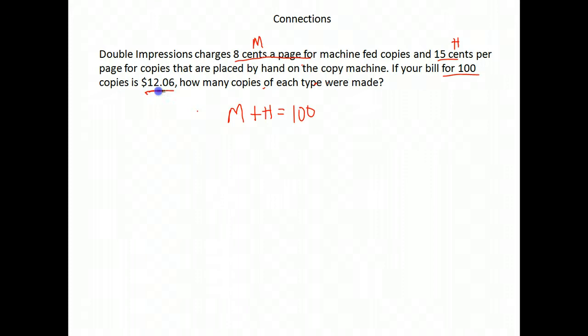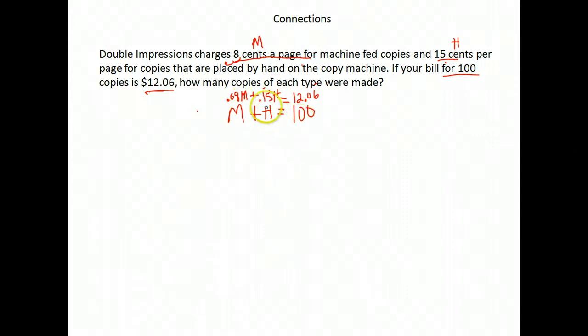The other equation is my price. I know I end up with a total price of $12.06. And I know that there's 8 cents for every machine copy. So remember we write 8 cents as 0.08 times the machine copies plus 15 cents for hand-fed copies. So the price for those would be 0.15, 15 cents times the number of hand-fed copies.